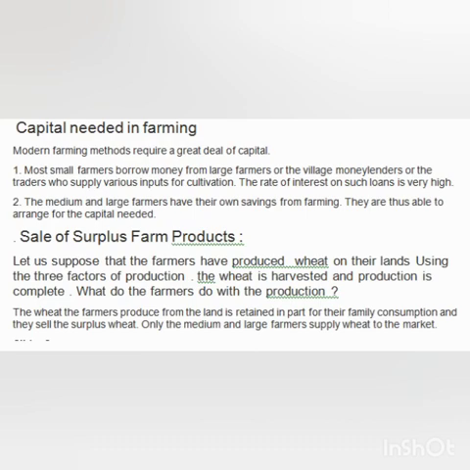Sale of surplus farm products. Let us suppose that the farmers have produced wheat on their lands using the 3 factors of production. The wheat is harvested and production is complete. What do the farmers do with the production? The wheat the farmers produce from the land is retained in part for their family consumption and they sell the surplus wheat. Only the medium and large farmers supply wheat to the market.